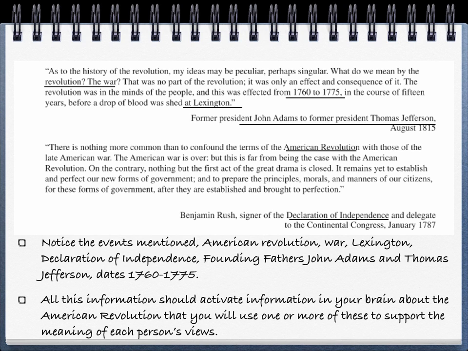When John Adams speaks about the war and about things happening between 1760 and 1775 before the first battle, what kinds of things is he talking about? And also Benjamin Rush refers to the Declaration of Independence and making new forms of government. What kinds of things can we remember that were happening as far as the United States trying to set up those new forms of government?